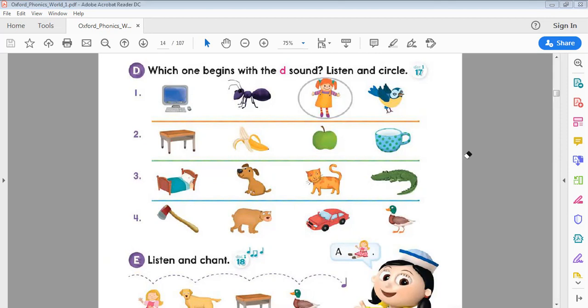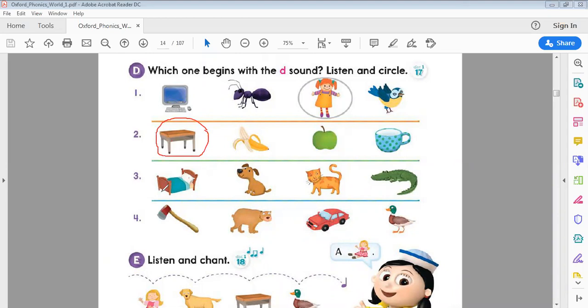B, B, banana. A, apple. K, cup. Excellent. D, d, desk. Amazing. Okay, row number three. Also, we have some pictures. And we're going to circle the ones that start with the sound D. I'm going to circle the desk first. All right, here. Okay, just wait a minute. I'm going to circle it. All right, here I circled the desk. And now let's see number three.